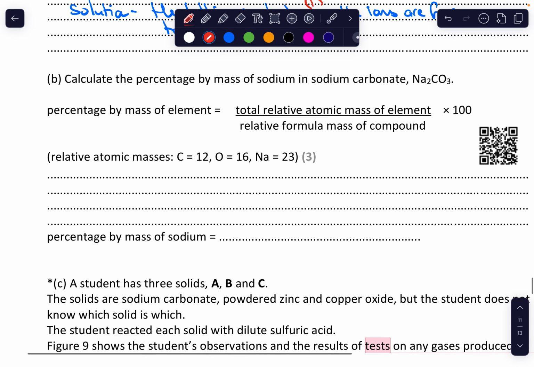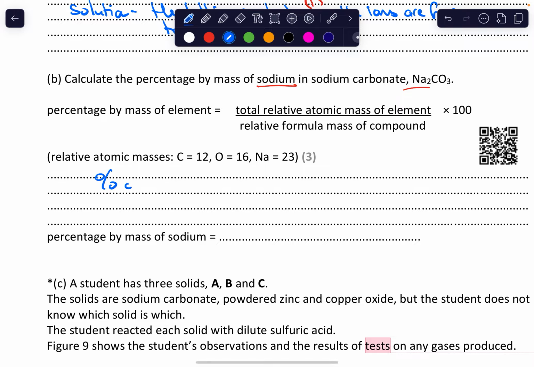Okay, next one. Calculate the percentage by mass of sodium in sodium carbonate. Okay, so we're going to use this equation here. We want to work out the mass of the element. So here we're working out the percentage of sodium. So according to this formula, there are 2 sodiums, and each sodium has a mass of 23. So we've got 2 times 23.